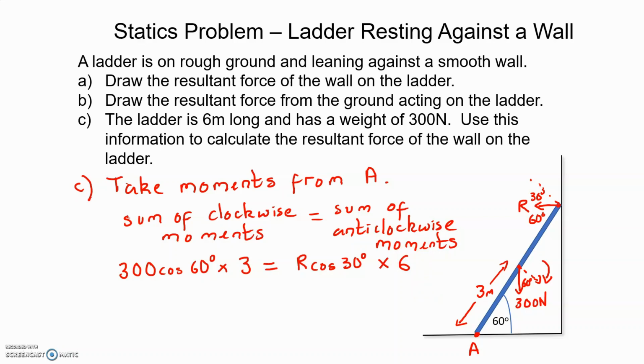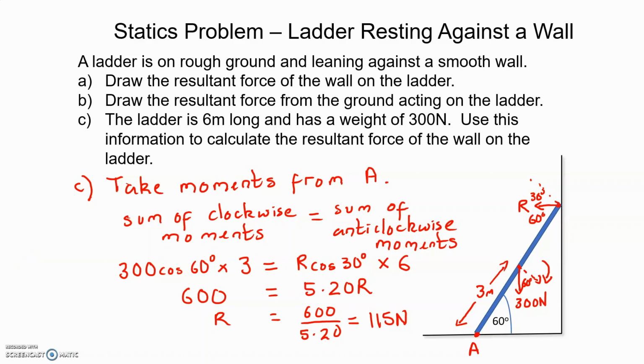So they are our two moments: we've got our clockwise moment and our anti-clockwise moment. If you calculate this side, 300 cosine 60 is 0.5, so that side is equal to 600, and the right hand side will be equal to 5.20 R. So the reaction force is 600 divided by 5.20, and that is equal to 115 newtons.